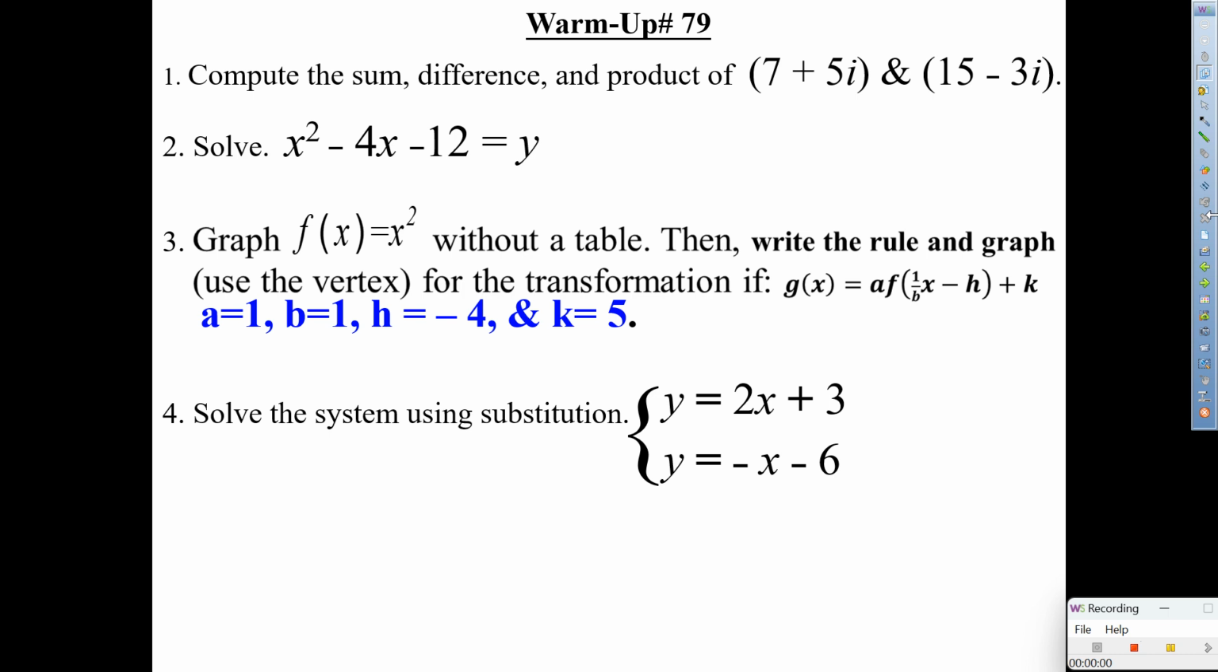So, warm-up 79 is on the screen, so hopefully that shouldn't take you long. See how you do with that. Copy and go. All right, let's see what we got.